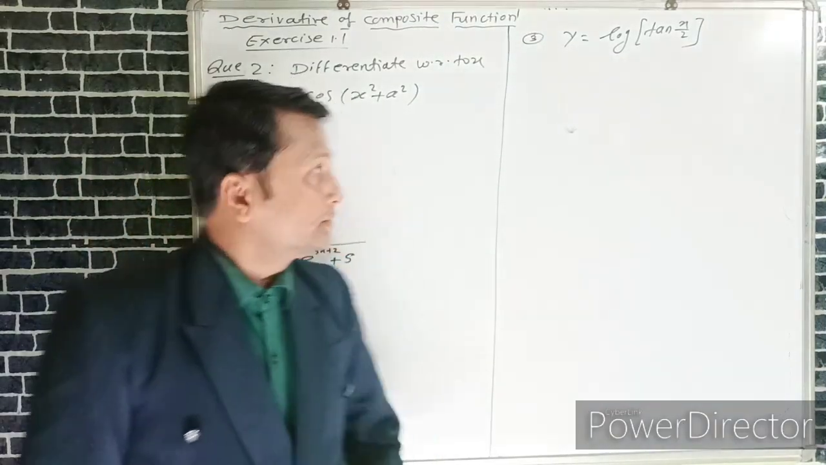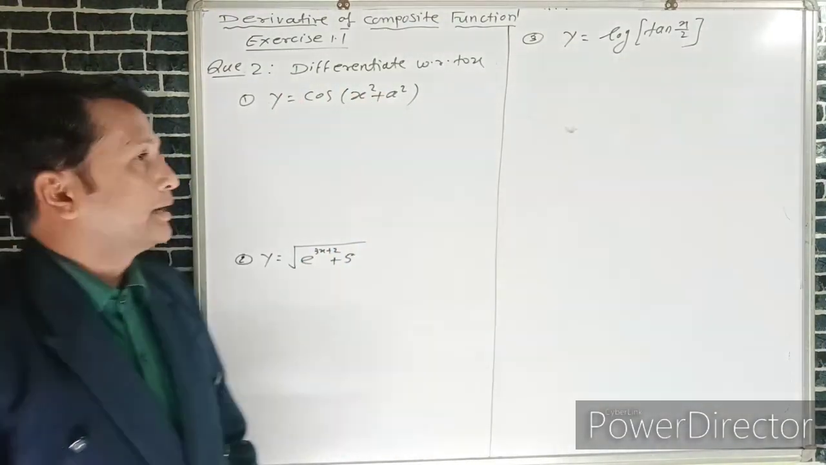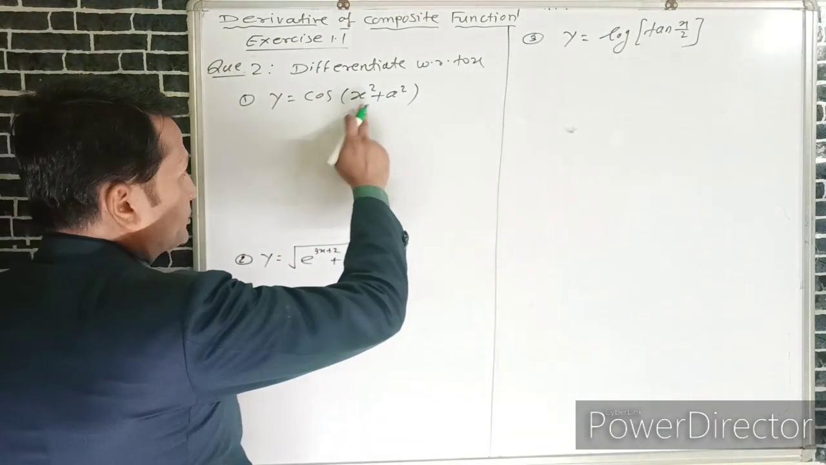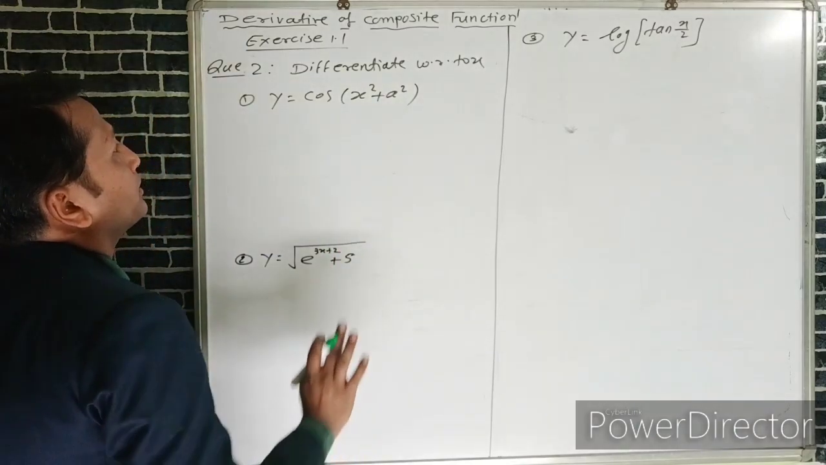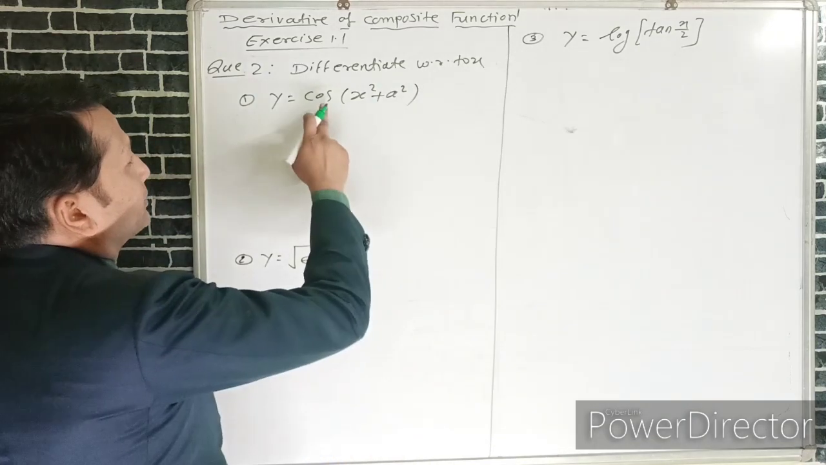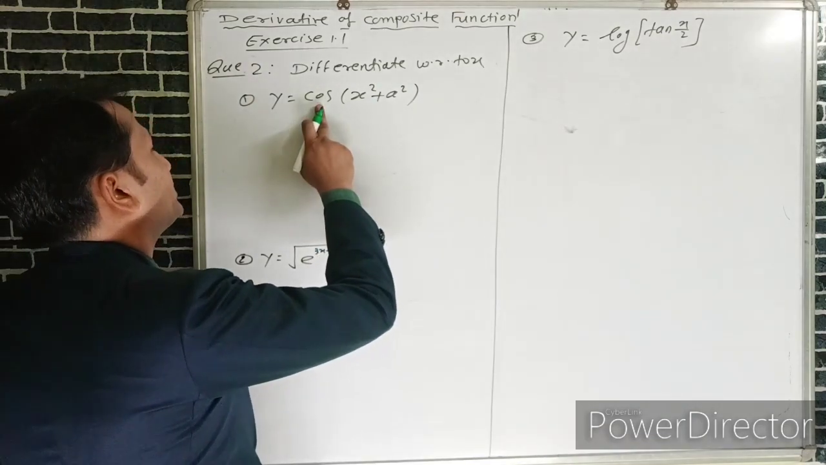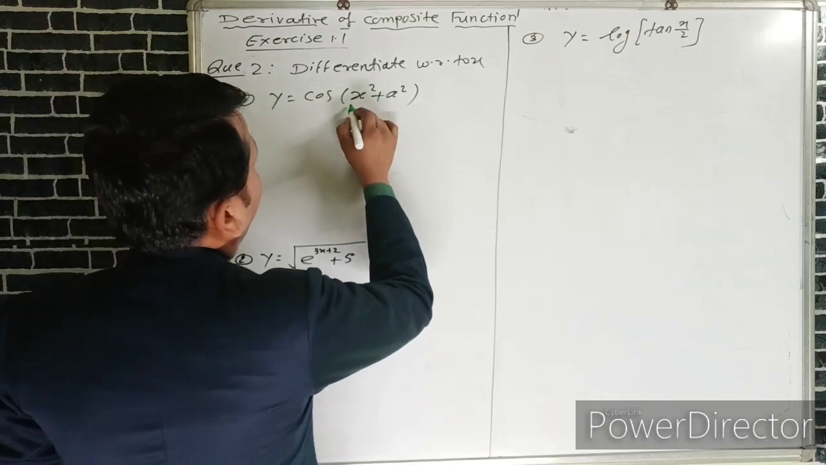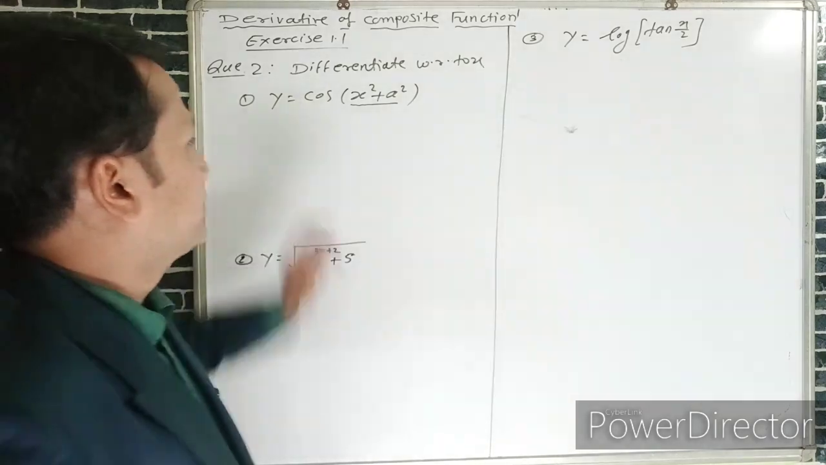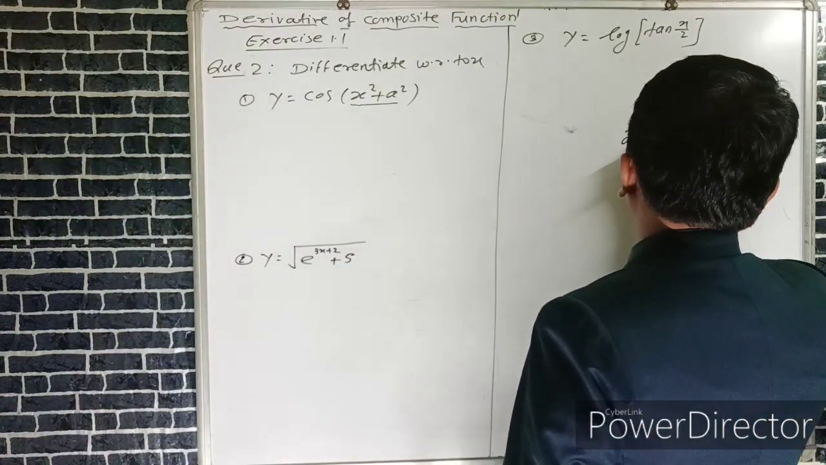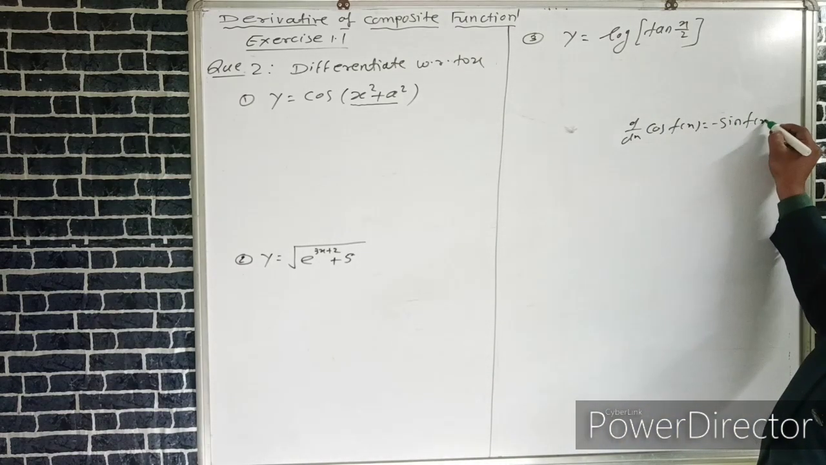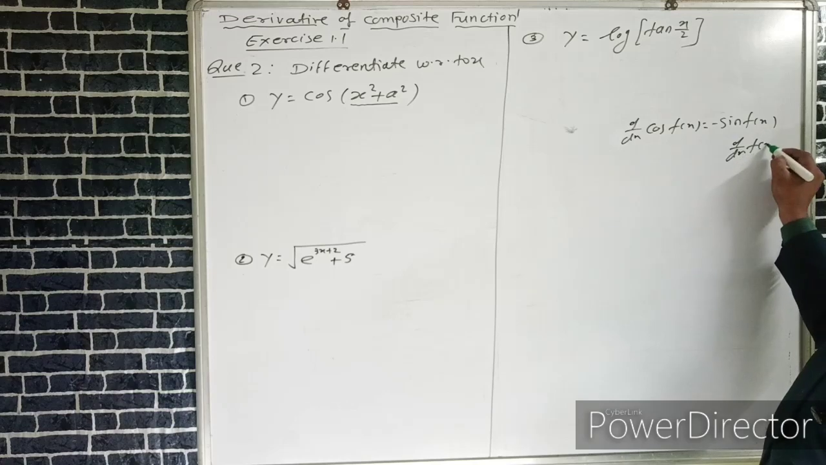Now, question number 2 is differentiate with respect to x, and the given function y is equals to cos of (x square plus a square). Function is a composite function, and we know that the derivative of cos x is minus sin x. If we consider that whole bracket is f of x, then derivative of cos of f(x) is equals to minus sin f(x) into again the derivative of f(x).